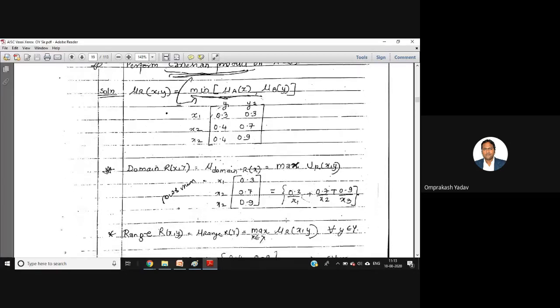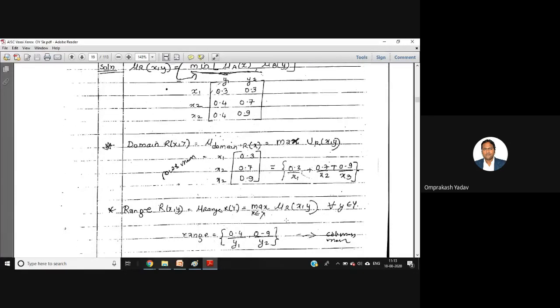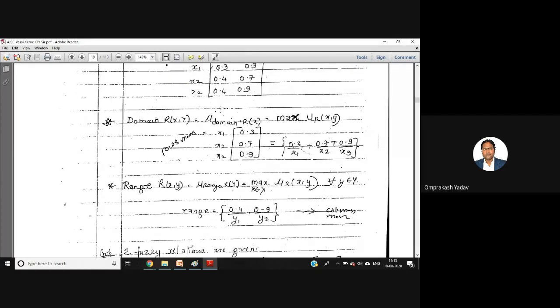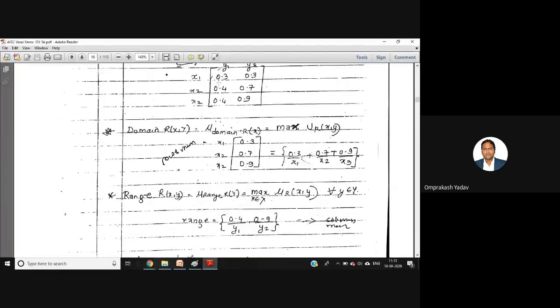Then I told you to determine the range. For determining the range, you are supposed to just see the column wise max value. Okay, column wise max value. For example, in the first column, the max value is 0.4. In the second column, the max value is 0.9. So if you see here, the range is given by the first column for y1, which is 0.4.